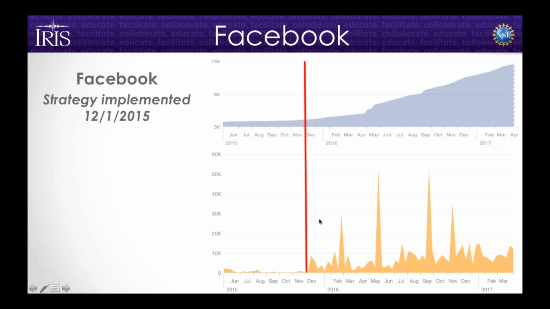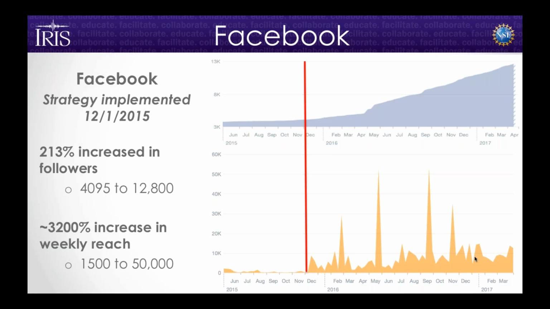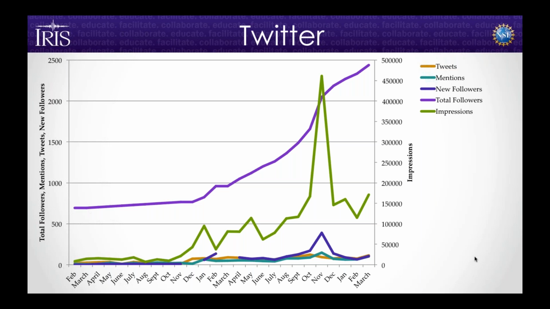But something really interesting to note is that down here, our reach really has increased quite a bit, and it continues to grow and be sustained. So what this equates to is a 213% increase in followers and about a 3,200% increase in weekly reach over the last 16 months. So doing a similar analysis on Twitter, and have you noticed that this is a 2-axis graph? We have total followers, mentions, tweets, and new followers on the left, and impressions on the right.